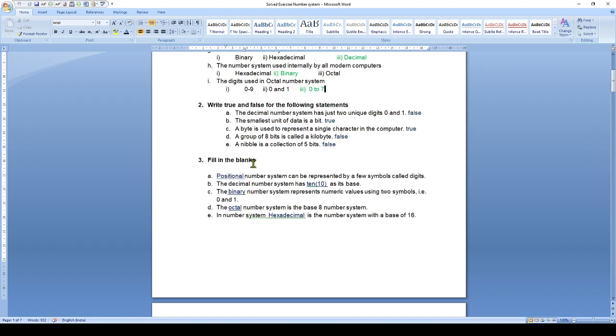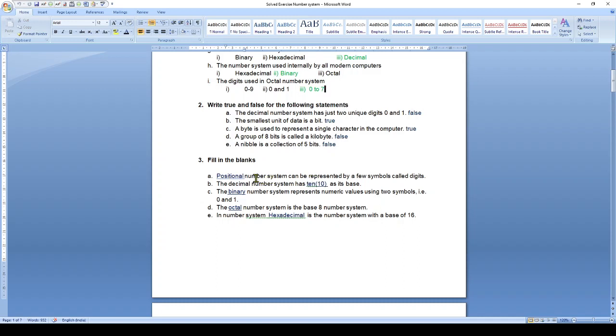Next, fill in the blanks. Dash number system can be represented by few symbols called digits. It is the positional number system. Positional number system can be represented by few symbols called digits. Right? It is only in the positional number system that we find the digits or symbols.